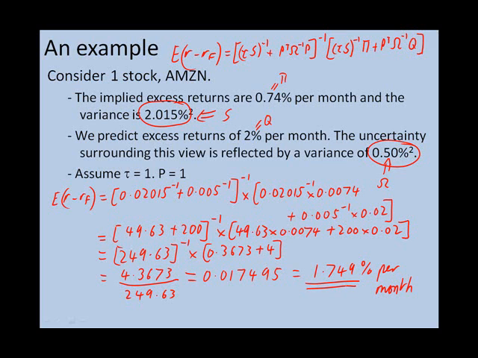If we were less confident about our views, suppose the variance was equal to 2%, then the expected excess returns would be lower. And you can try this to make sure that you can apply the formula. If you're having difficulties when you change the value for the uncertainty surrounding the view, let me know. Please come and see me.